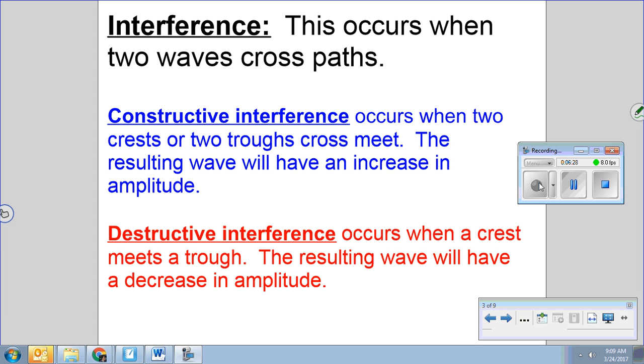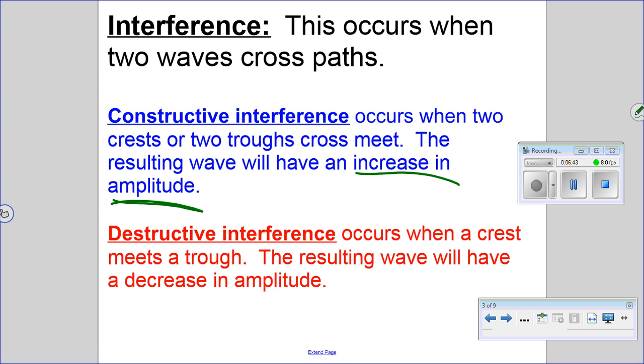So, interference. Anytime two waves cross paths, they interfere, and there are two types of interference. If you have two crests or two troughs meeting each other, it creates what's called constructive interference. The result is an increase in amplitude, not an increase in wavelength, an increase in amplitude. The other type is called destructive interference. That occurs when you have a crest meeting a trough, and the result is a decrease in amplitude.